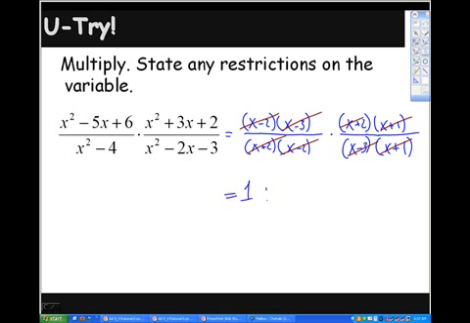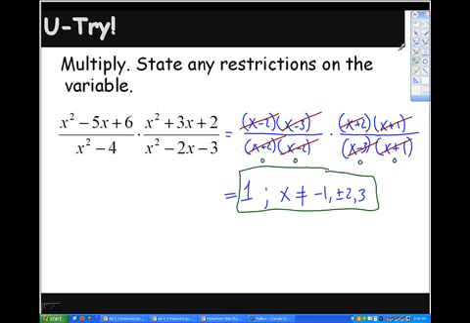But we do have restrictions. X can never be -1, it can never be positive or -2, and it can never be 3. Why? Well, if x is any of these values, it would make any of these factors 0. And if any of these factors is 0, then we're dividing by 0, and that's undefined. So our answer is 1 with these restrictions on x. How'd you do?